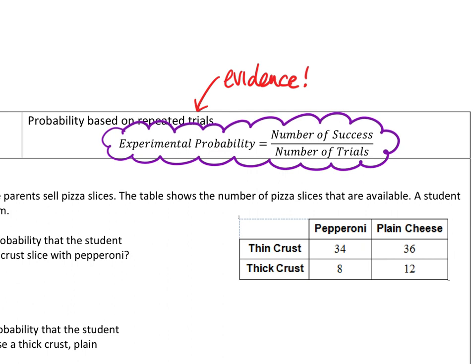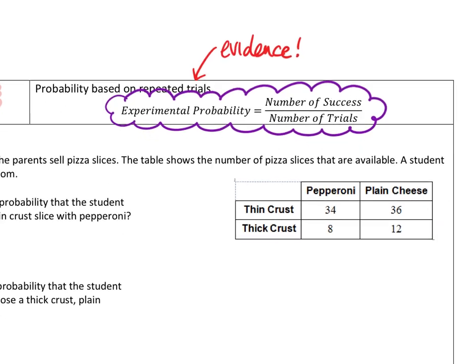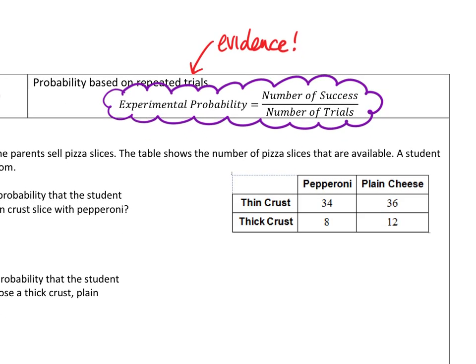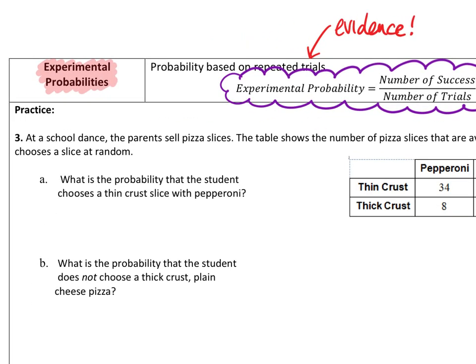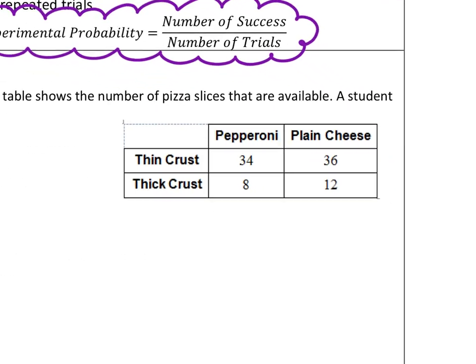So problem number 3 says, at a school dance, the parents sell pizza slices. The table shows the number of pizza slices that are available that a student can choose from. They can choose a slice at random. That's important for us that they choose it at random. Let's look at our given information for a second.